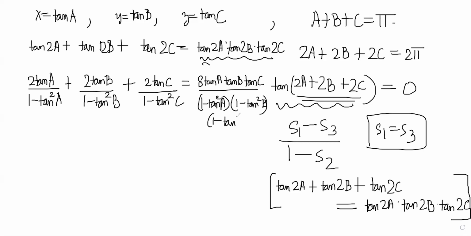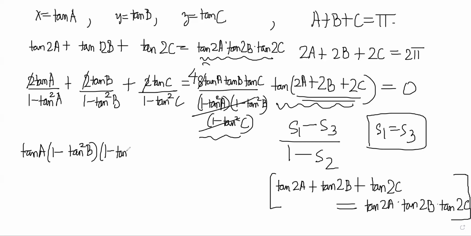Notice that now we can multiply both sides with this denominator, right? You can also cancel 2, you will get 4, right? You will get tan A into 1 minus tan square B, 1 minus tan square C, right? Now it is done. Basically, you are getting the thing. Now put back x, y, z, you will get this solution, right?